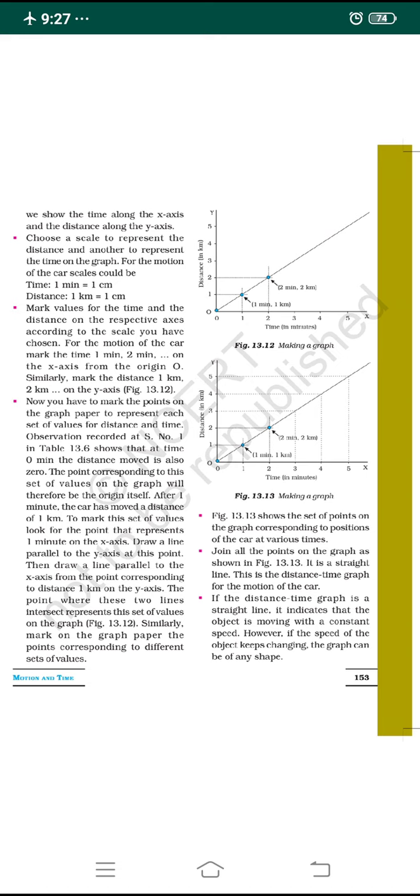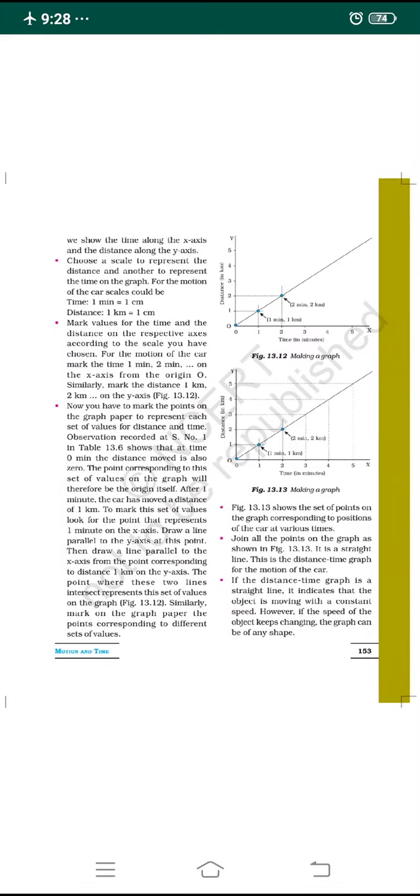So we need to join all the points which we have marked on the graph, as shown in figure 13.13, and at last we got a straight line. So this is the distance-time graph for the motion of the car. We also studied that if the distance-time graph is a straight line, it indicates that the object is moving with a constant speed. However, if the speed of an object keeps changing, then the graph can be of any shape. It will not be a straight line, as we studied in the previous class.